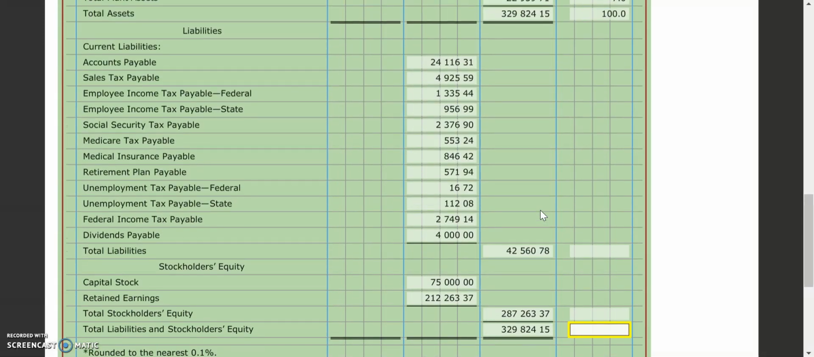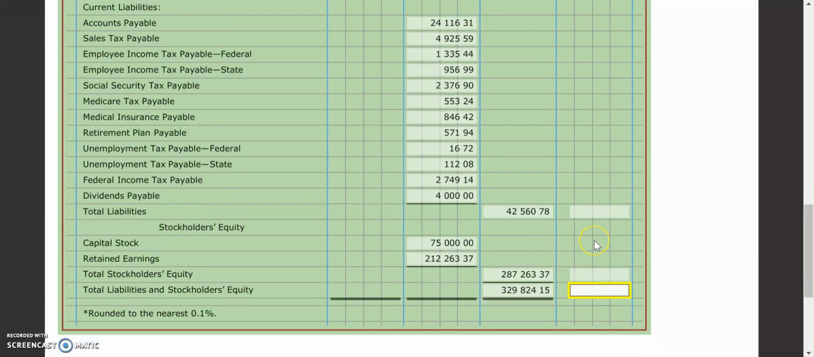The last thing that we need to do is do our percentage values for our stockholders' equity and liabilities. So total stockholders' equity and liabilities would obviously be the 100.0. And then we take our stockholders' equity, which is 287, and we divide that by 329, and we get 87.1. And then we do the same for our total liabilities, which is 42,000, divide by the 329, and we end up getting 12.9.